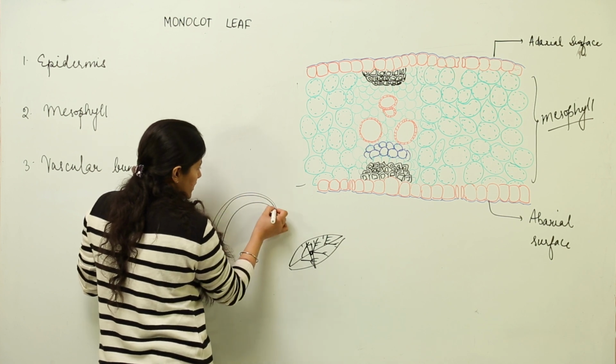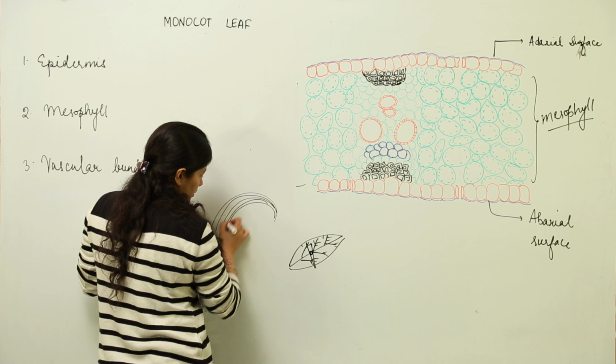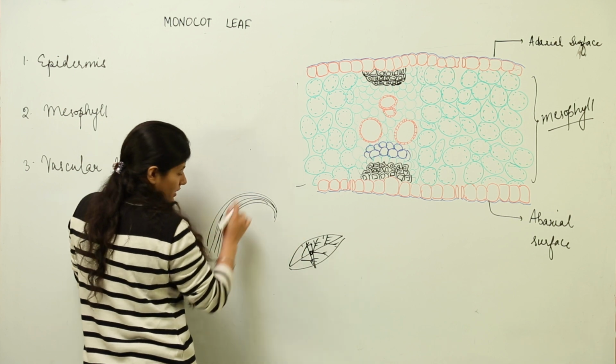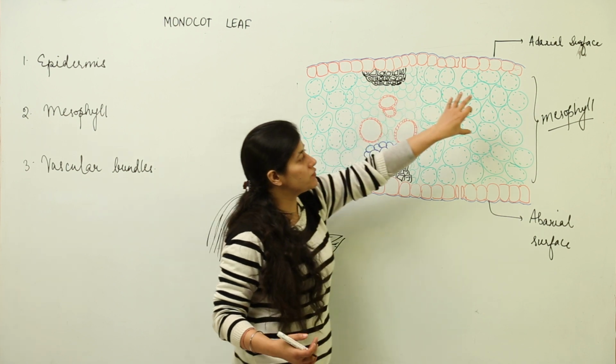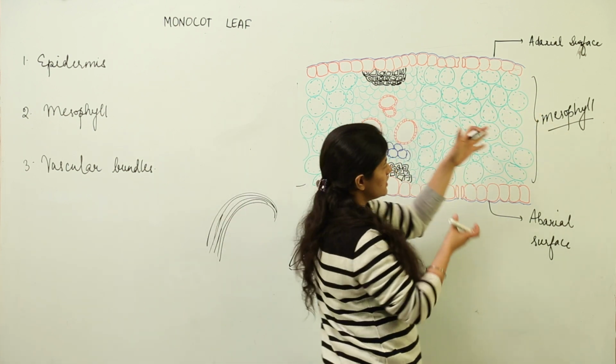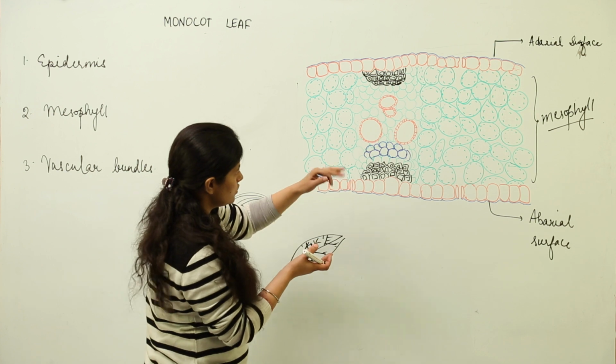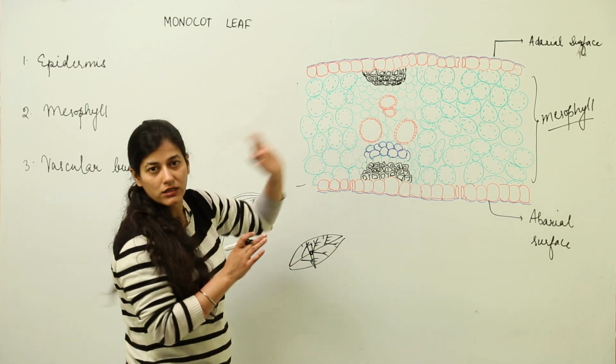So what you see, instead of that sort of venation that we have in dicot leaf, there are parallel veins which are passing. So you will find vascular bundle over here. The next one could be located in the next part because this is the vertical section. So you would find many vascular bundles present.